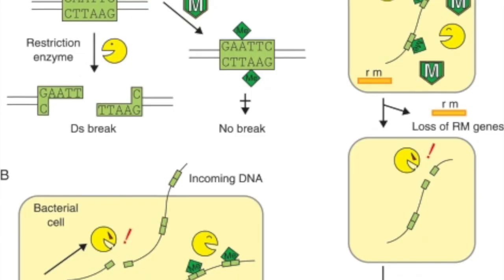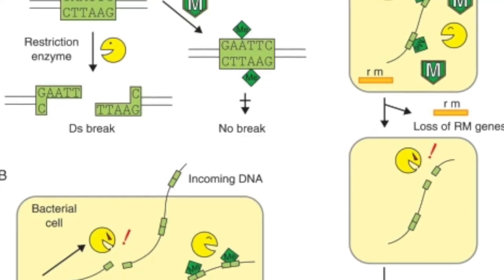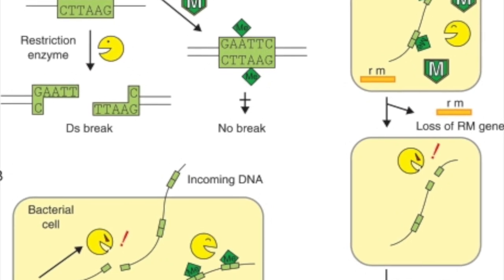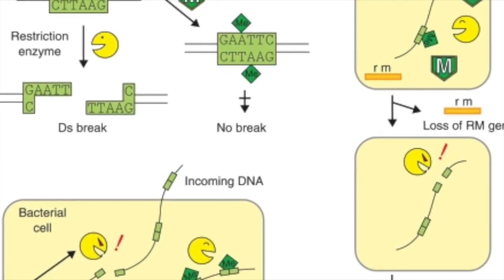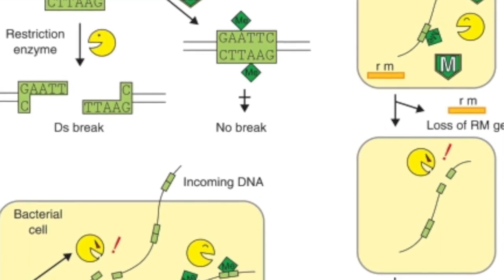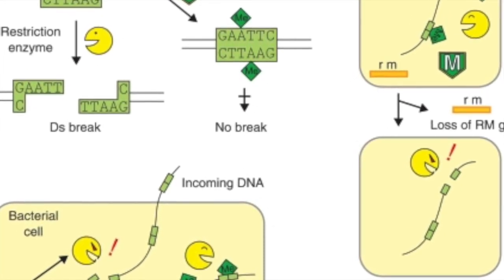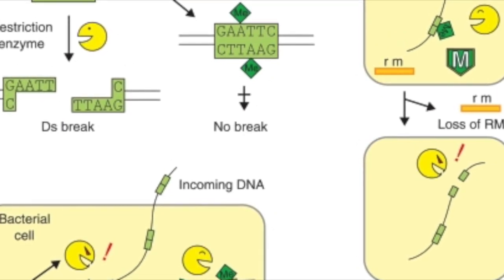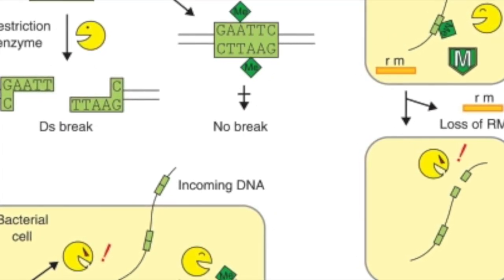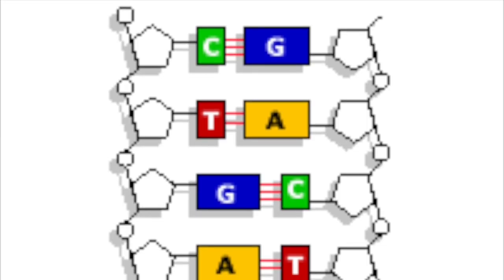The restriction enzymes selectively cut up foreign DNA in a process called restriction. Meanwhile, host DNA is protected by a modifying enzyme that modifies the prokaryotic DNA and blocks cleavage. Together, these two processes form the restriction modification system.